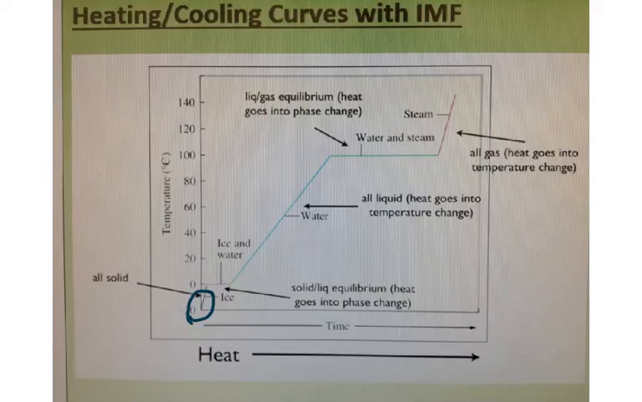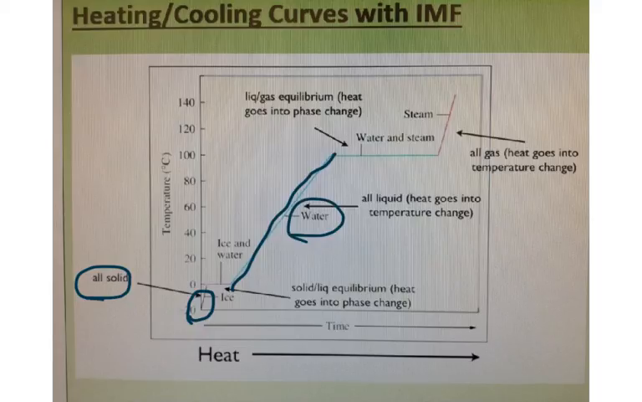So here, if this was water, this is a water heating curve. Everything while you are heating up to 0 degrees is a solid. When you are going from 0 to 100, that is going to be water, your liquid. And when you are rising your temperature over here, that is all going to be a gas. So once again, when you're undergoing a temperature change, they are all the same state.